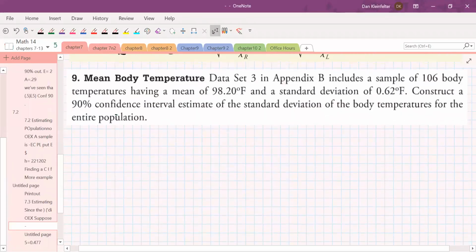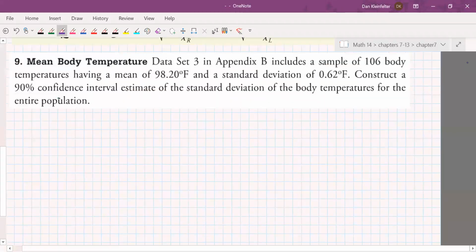All right, so now we're ready to actually try it. So here's data set 3 in Appendix B, which includes a sample of 106 body temperatures having a mean of 98.2 Fahrenheit and a standard deviation of 0.62 degrees Fahrenheit. We're to make a 90% confidence interval estimate of the standard deviation.